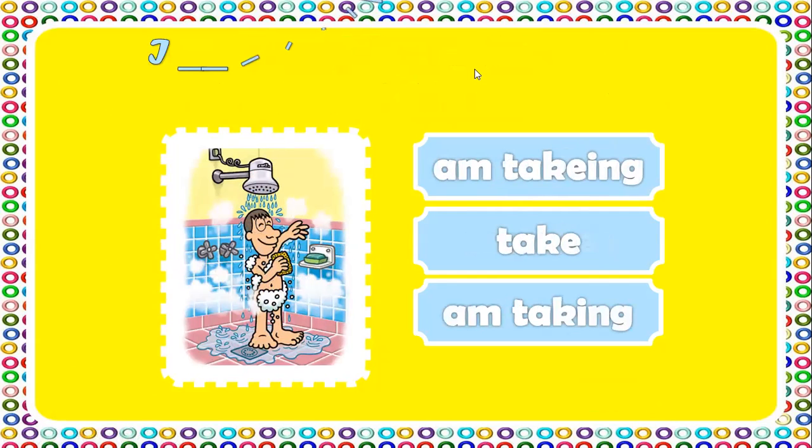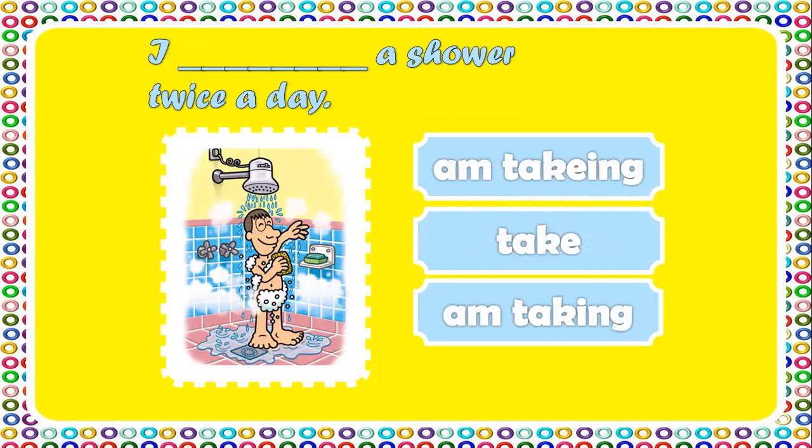Mr. Pedro. ¿Cómo se pronuncia? I. You have 3 options. Tienes 3 opciones acá, ¿vea? ¿Cuál de esas crees que va por acá? I'm taking. I am taking. ¿Cuál de las tres? What do you think? I taking. Okay, 1 or 3? 3. Okay.